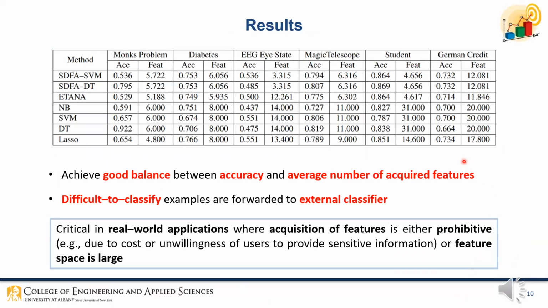This table reports accuracy and average number of acquired features for the proposed approach and baselines. We observe that the proposed algorithm achieves a good balance between accuracy and average number of acquired features, forwarding difficult to classify examples to the external classifier. This is critical in real-world applications where acquisition of features is either prohibitive or the feature space is large.